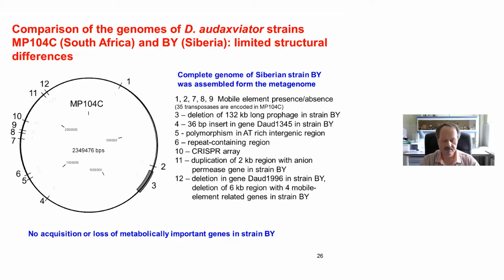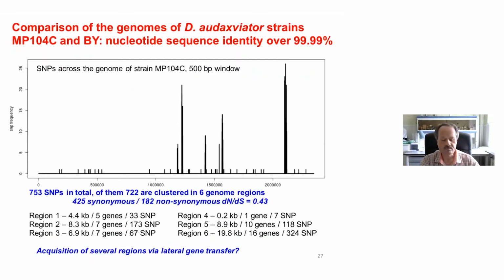Structural differences were minimal: deletion of one prophage and translocation of mobile elements, but no acquisition or loss of metabolically important genes. When we compared nucleotide sequences of genomes of Siberian and South African strains, we obtained even more striking results. The genomes are 2.3 megabases in size, but differ only in 753 single nucleotide polymorphisms. Of them, 700 are clustered in 6 genome regions, and 31 are randomly distributed across the genome.